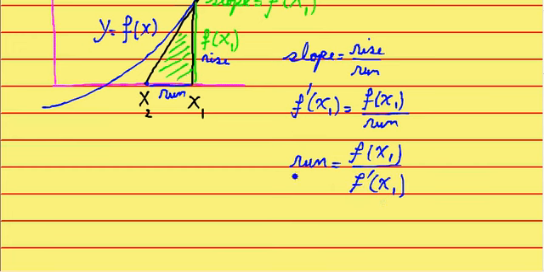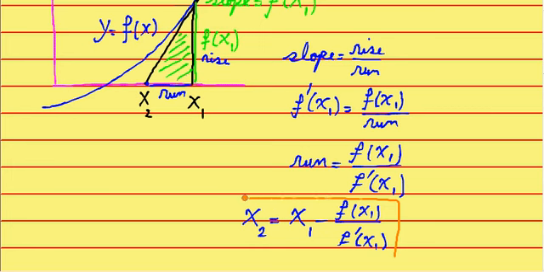Now what do I need to do? Start at x1, back up by as much as the run to get to x2. So x2 is x1, now I have to back up by the run. What is the run? Just what we wrote up here, f of x1 over f prime of x1. That's it. That is Newton's formula. So that wasn't hard. With just a couple of steps, we arrived at Newton's iteration formula.